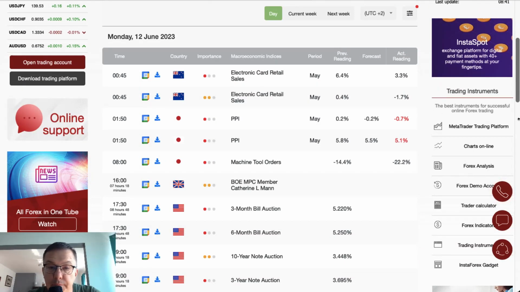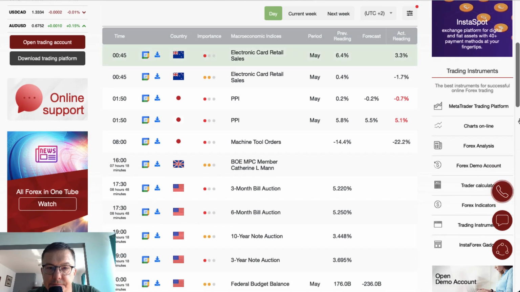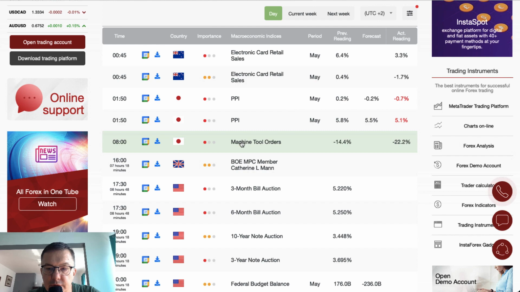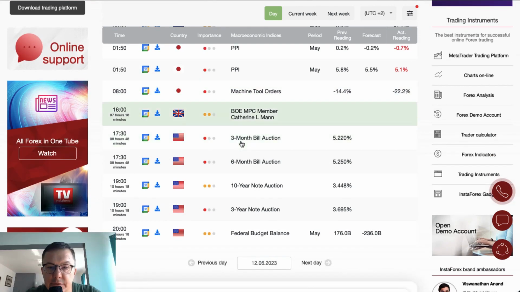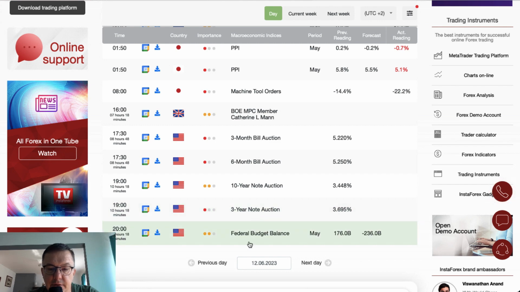There is some low importance and medium importance data scheduled, at least data from New Zealand, data from Japan in the form of the producer price index and machine tool orders. As you can see here, we got data from the US later on during the New York session in the form of the 3-month, 6-month, 10-year and 3-year note and bill auction at the end of the day at 8 o'clock.